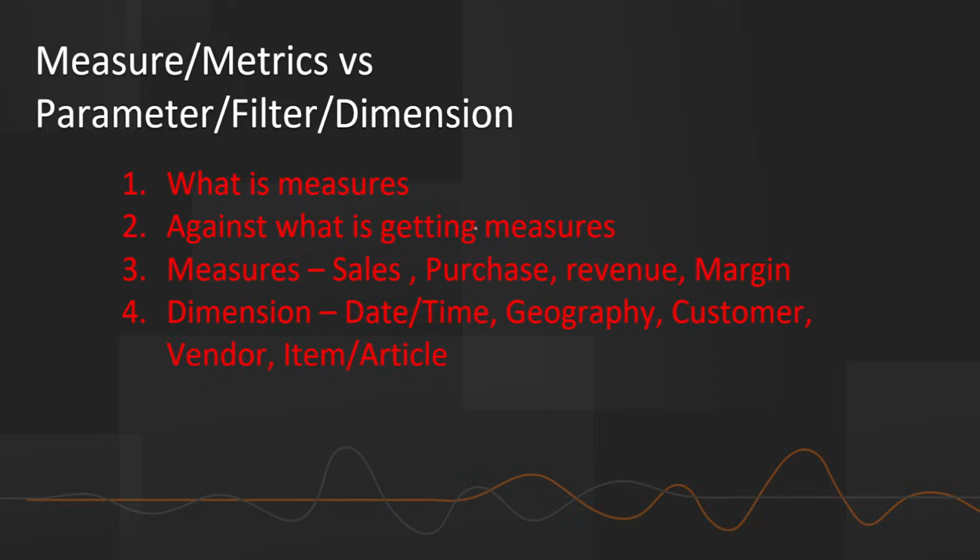See, business intelligence and analytics are all about knowing the performance in an organization, how well we are performing, so that we can take a decision. If you are not performing well, we need to take a decision. So there are measures which are going to tell you about that. Now you need to measure this against something. Against what? Against time, against geography, against customer, against vendor, against item.